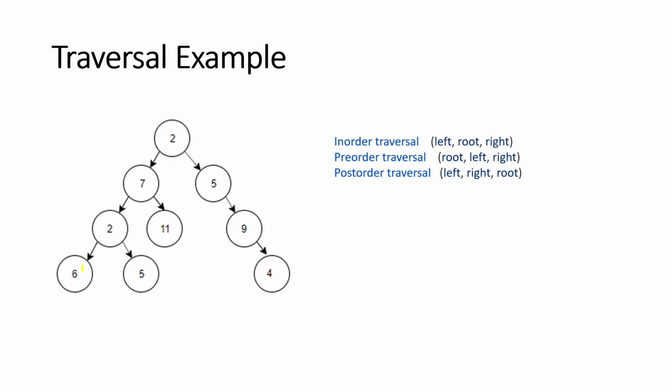Then 6 is the left of 2, right? Standing at 2, it will see whether the left and right are printed. Left is 6, so we will print 6 first. Then standing at 2, right is 5, so it will be printing 5. Then, after left and right, what do we have to print? Then 2 will be printed.